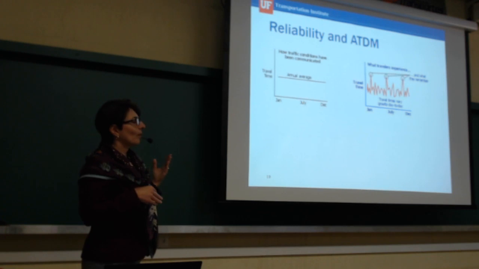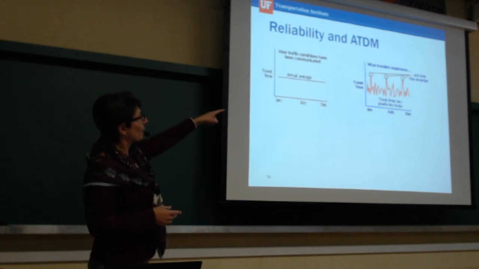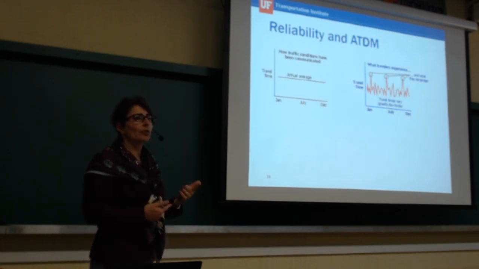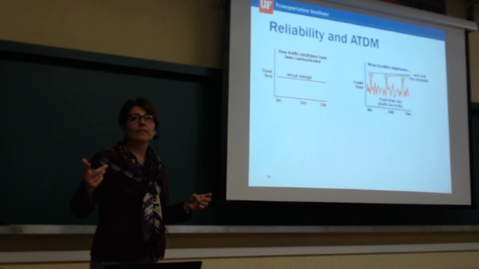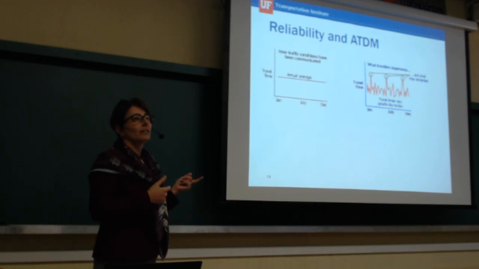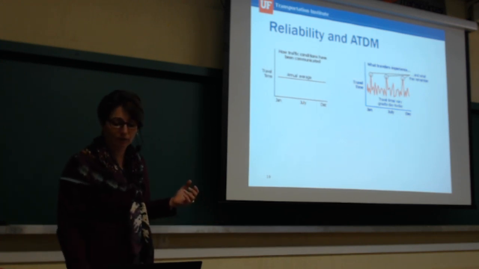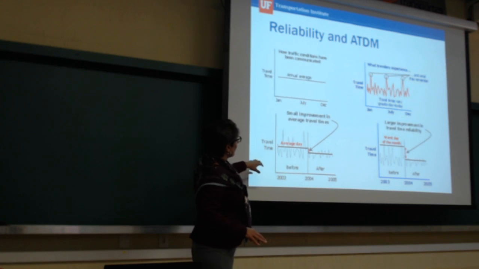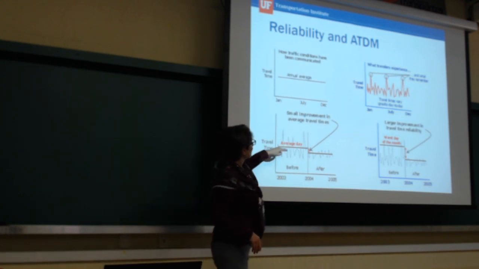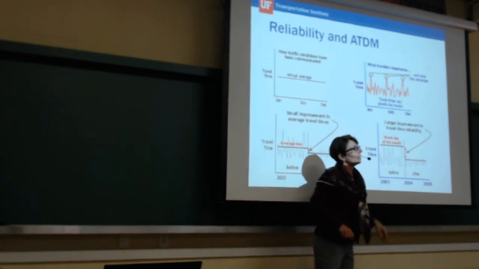But the way travelers experience the way the facility operates, it fluctuates. So every day you travel, sometimes you have more delay, sometimes less delay. So you have a significant fluctuation. And that's not reflected in the way we as transportation professionals have been evaluating the way the facility works. So if you are only looking at the average day, you're making some improvement, but you don't know what happens in the life of the traveler.